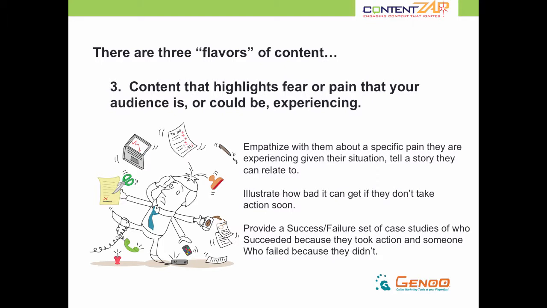Now, the third kind of content is content that highlights fear or pain that your audience is or could be experiencing. Okay? You empathize with them about a specific pain they're experiencing given their situation. You tell a story that they can relate to, right? You illustrate just how bad it can get if they don't take action soon. Okay? Now, you're not a jerk about it, right? You're not a jerk, but you're appropriate to really spelling out this stuff. And you could provide success and failure sets of case studies of who succeeded because they took action and someone who failed because they didn't, right?